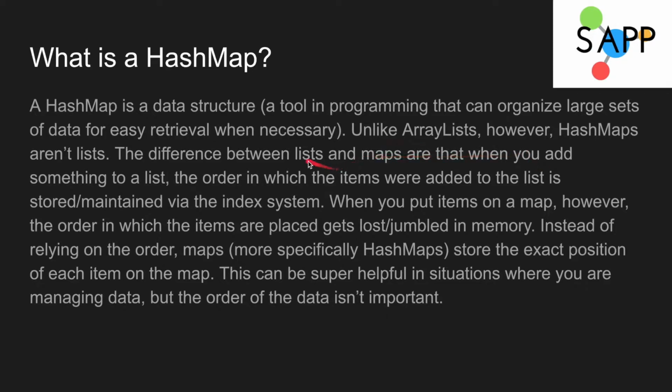The difference here is that array lists use a system called the index system. I don't know what it's officially called, but every time you add a value to the array list or a list, it will store the value and assign an index to it. That means that every time you want to access that value, you need to use its index. So you can say ArrayList.get and then the index number, and it'll retrieve the value for you. That's pretty self-explanatory.